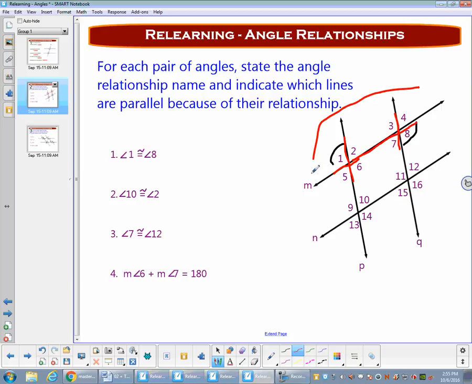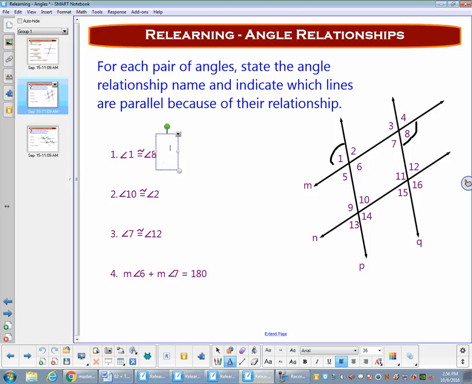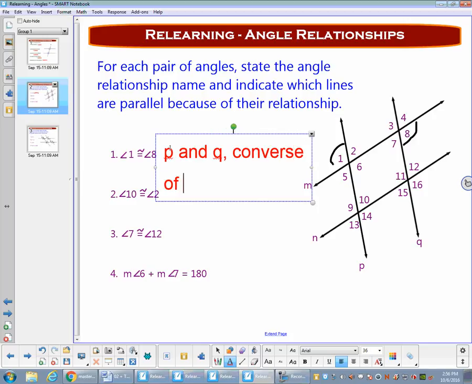So all we really need to look at is up here. So if we're just looking at up here, those are alternate exterior angles because they're not on the inside of the lines. And the lines that would be parallel would be P and Q. So I'm going to get rid of this stuff first. So I'm going to write P and Q would be the ones that are parallel. And the reason is converse of alternate exterior.